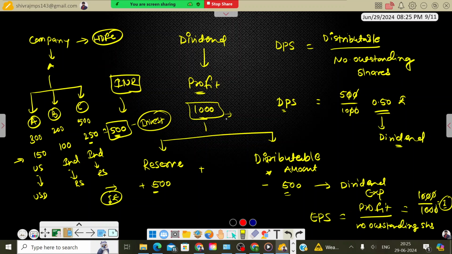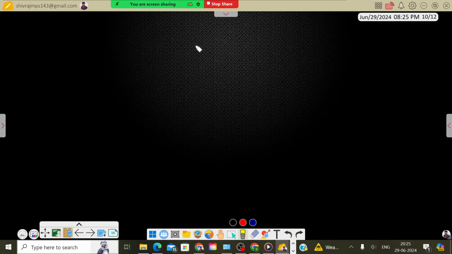Sometimes you would see the term DEPS, diluted earning per share. Can you tell me what is diluted earning per share? DEPS. Anyone by any chance? Diluted earning per share. The meaning of diluted is reduced.